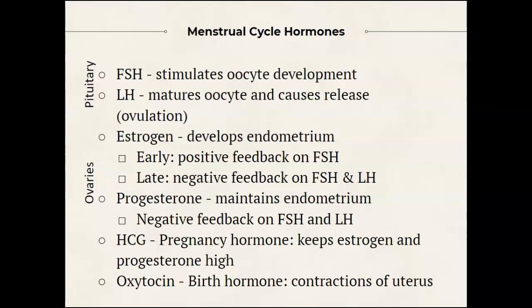Progesterone maintains the endometrium, and this has a negative feedback on FSH and LH, because if it was positive, it would make the endometrium continue to grow and continue to do all of this. And in a typical monthly cycle, you don't want that.